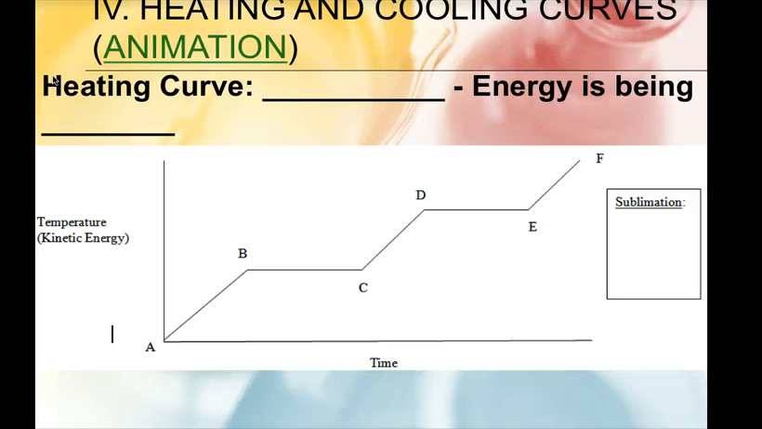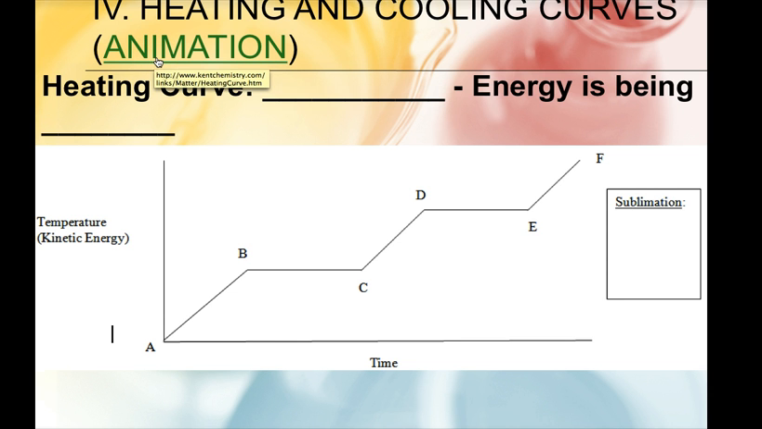For the most part, I'd say probably 75–80% of the time, you generally see a heating curve on the Regents exam. And occasionally you do see a cooling curve, but remember, they are opposites of each other. Let's quickly run through and I'll quickly explain what's going on.